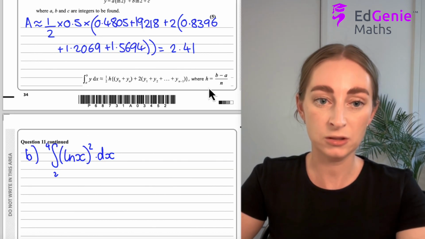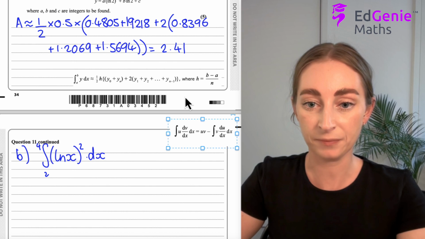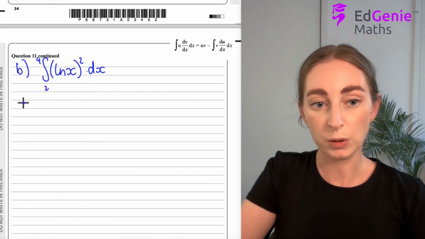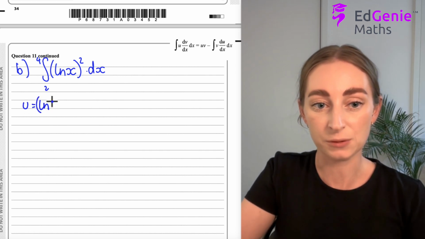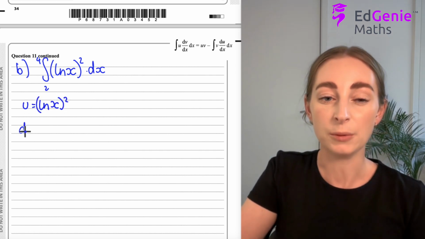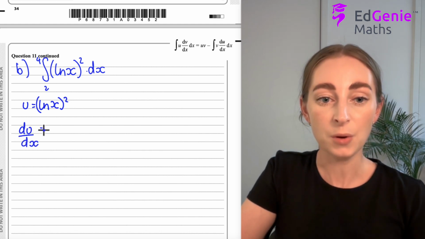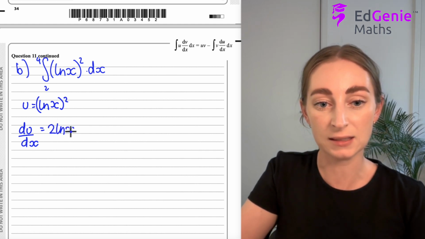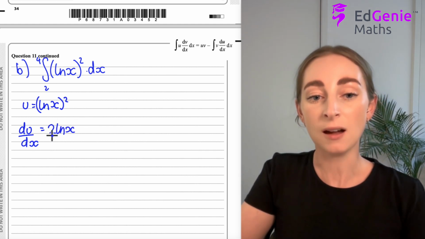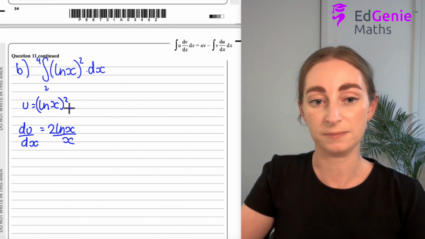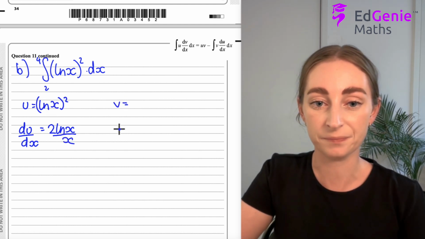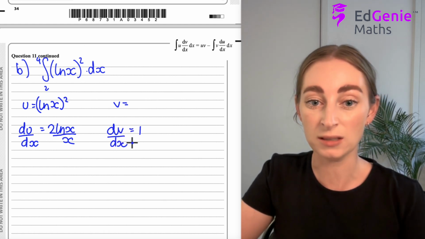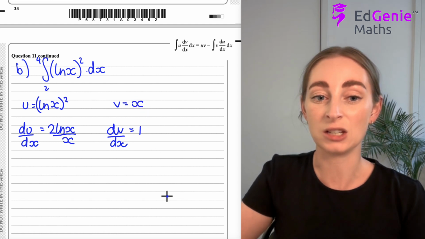Just put that on the other page so we can see it clearly. There we are. Right, so we want to call u ln x all squared because we can differentiate that, but we can't integrate it. When we differentiate that, we're going to use the chain rule. So that's going to be 2 ln x, and we decrease the power by 1, times by 1 over x, because that's the derivative of ln x. So dv by dx is just going to be 1, because we haven't actually got another term.